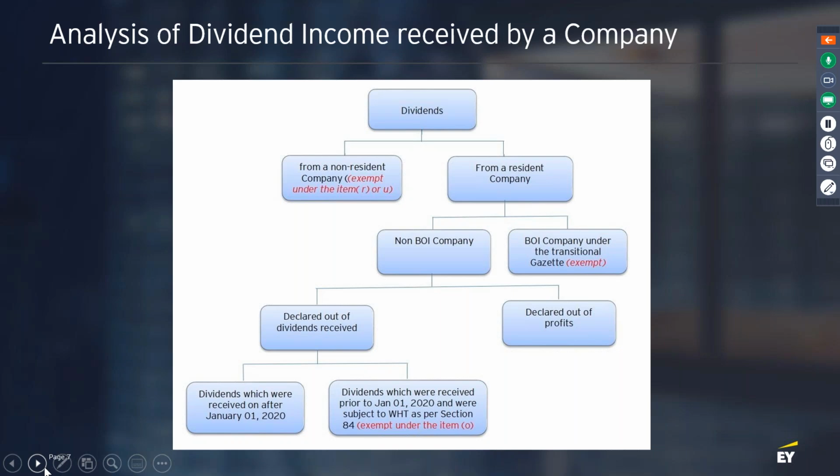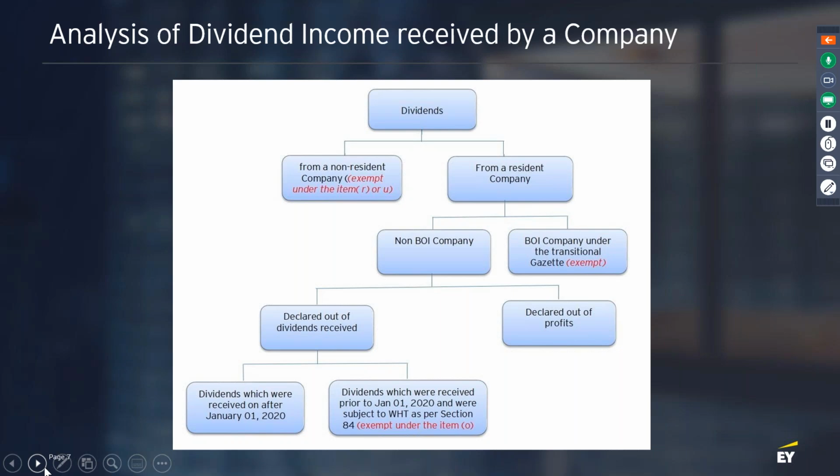If the dividend is declared out of their own profits, then such component is taxable in the hands of the recipient, subject to the specific exemptions given in the Act. But if such dividend has been declared out of dividend received, that is a pass-through dividend, and that dividend is exempt in the hands of the recipient based on the principle that it has already been taxed.